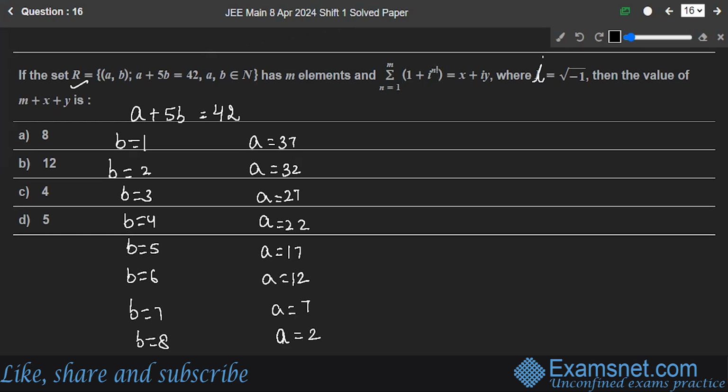So how many elements are these? You have a total of 8 elements in this, and that's your m. I got m. Okay, we got 8.